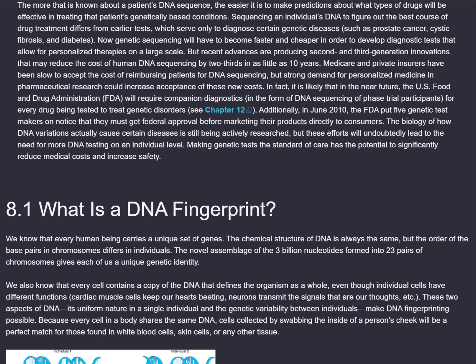Additionally, in June 2010, the FDA put 5 genetic test makers on notice that they must get federal approval before marketing their products directly to consumers. The biology of how DNA variations actually cause certain diseases is still being actively researched, but these efforts will undoubtedly lead to the need for more DNA testing on an individual level. Making genetic tests the standard of care has the potential to significantly reduce medical costs and increase safety.